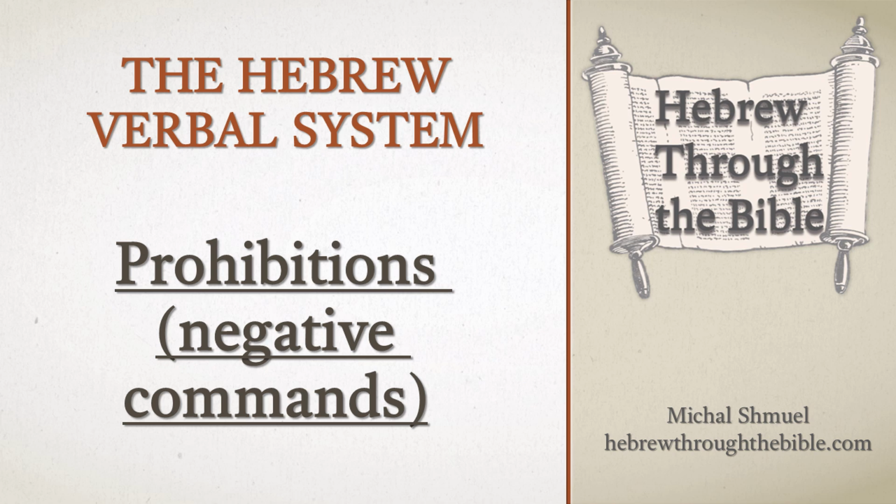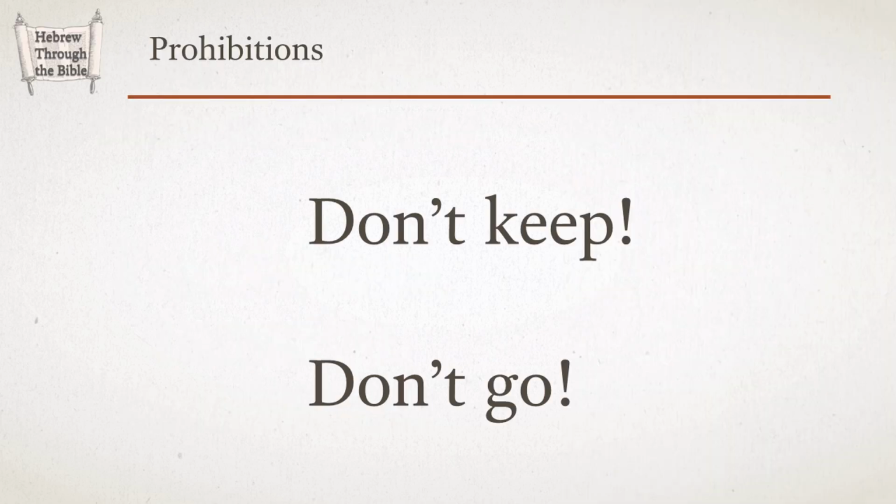First, let's be reminded of what we mean with a prohibition or negative command. Here are examples of negative commands in English. Don't keep, don't go. A prohibition is when you tell someone not to do something. In many languages, such as English, one makes a prohibition simply by adding a negative to an imperative, but this is not how Hebrew does it.